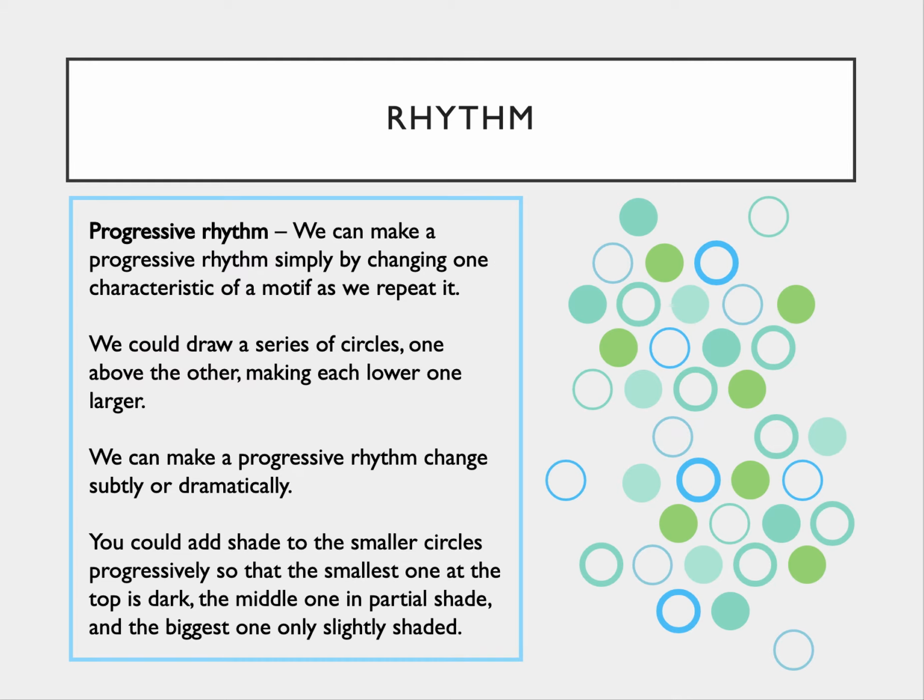So there's also progressive rhythm. We can make one by just changing one characteristic of a motif as we repeat it. So basically we could draw a series of circles, one above the other, making each lower one larger as we progress. So each time we copy and paste, we make adjustments. And then we copy that thing that we just pasted and adjusted and paste it again and adjust it, and so forth and so on. And that would actually begin to start to create a rhythm without losing the pattern. And it would create a flowing rhythm.